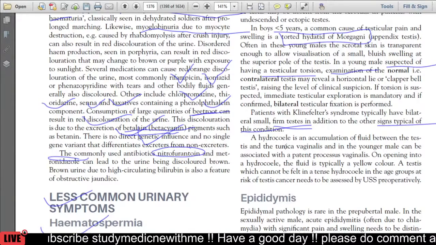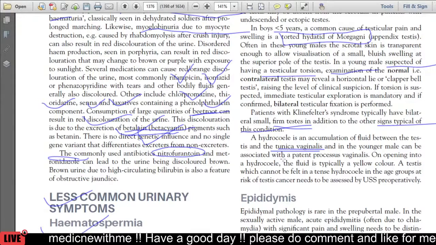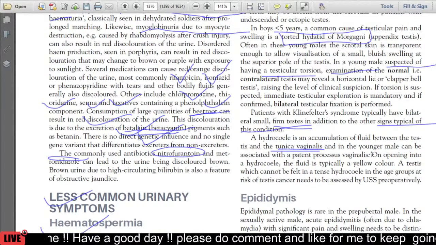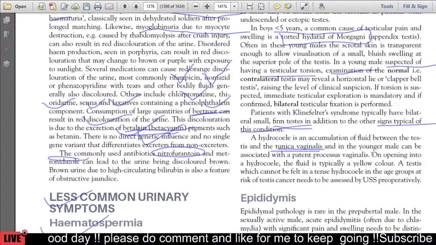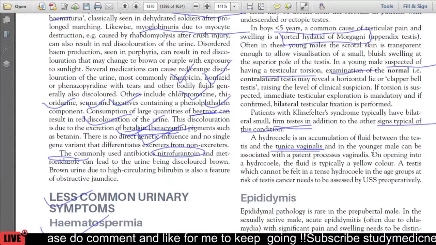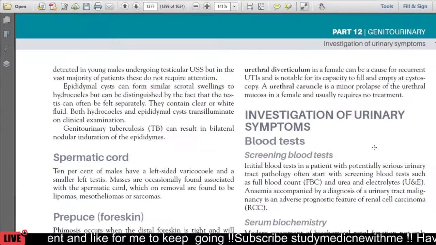Fluid between the testis and the tunica vaginalis in the younger male can be associated with a patent processus vaginalis. On opening the hydrocele, the fluid is typically yellowish in color. A testis which cannot be felt in a tense hydrocele, in the age groups at risk of testis cancer, needs to be assessed by ultrasound scan prospectively.